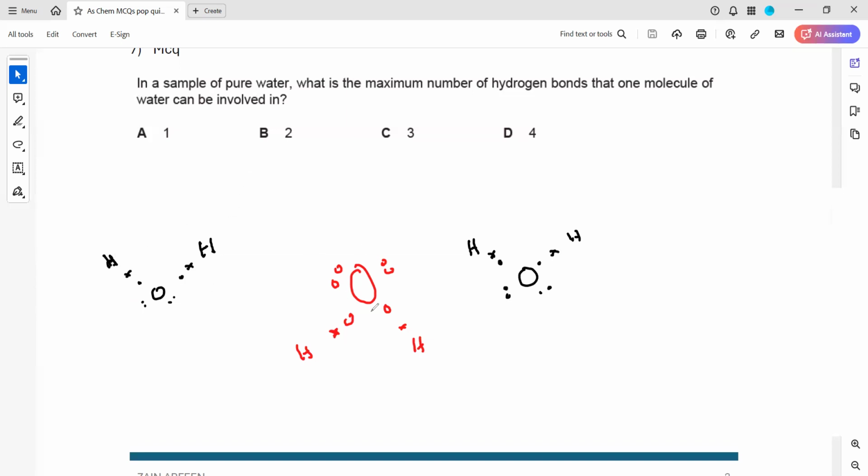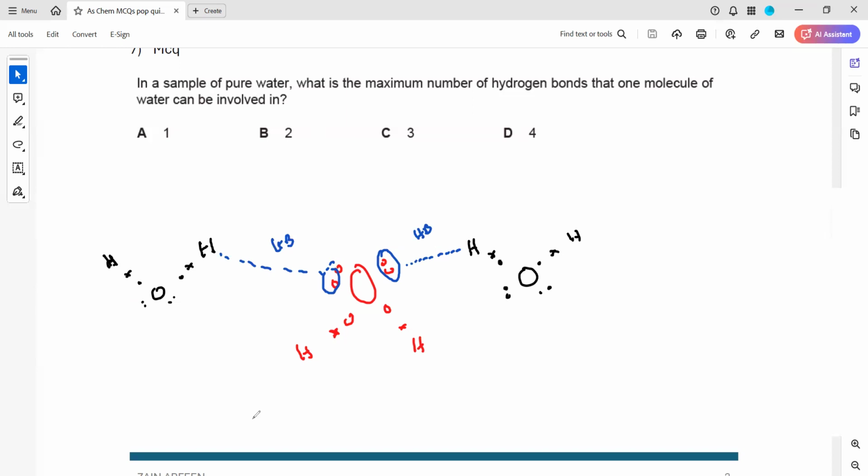Now, if we just check the central water molecule, H2O, this lone pair is attracted towards a hydrogen. So what kind of bond is it? This is a hydrogen bond. That's one. This lone pair is attracted towards another hydrogen. That is the second hydrogen bond.